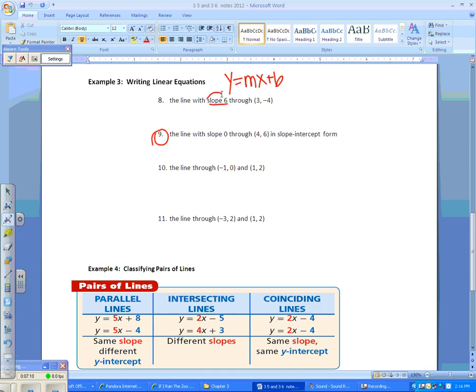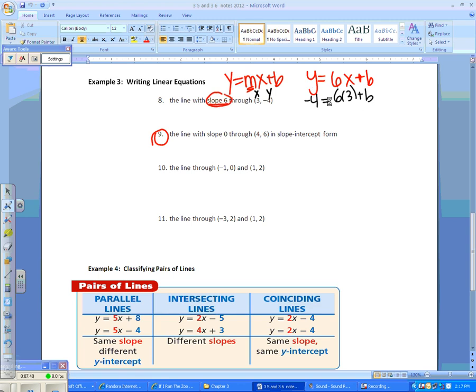Well, slope, remember, stands for m. So right away, I know that I could start off with y equals 6x plus b. But now I don't really know what my b is. To find out what my b is, I'm going to take these 2 points and I'm going to plug them in. Your first one's always your x, and your second one's always your y. So in this equation, I'm going to plug in 3 for x, and I'm going to plug in a negative 4 for y.